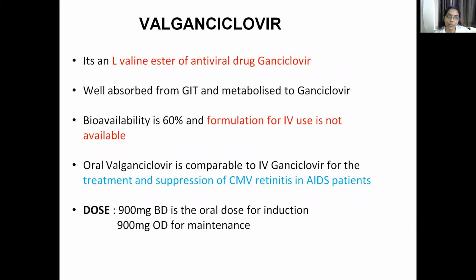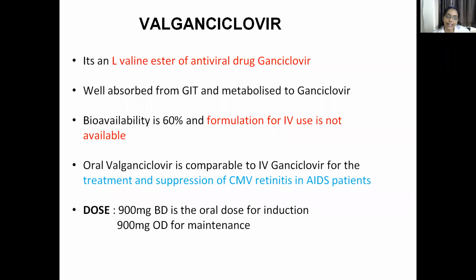Then valganciclovir. This is an L-valine ester prodrug of the antiviral drug ganciclovir. After it is given orally, it gets converted to the active form, ganciclovir. It is well absorbed from the GIT and metabolized to ganciclovir, the active form of the drug. Bioavailability is about 60%, and a formulation for IV use is not available. This bioavailability can be further increased when it is given along with food.